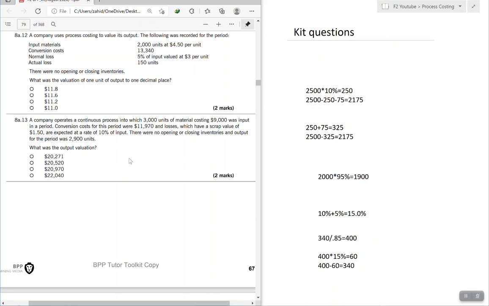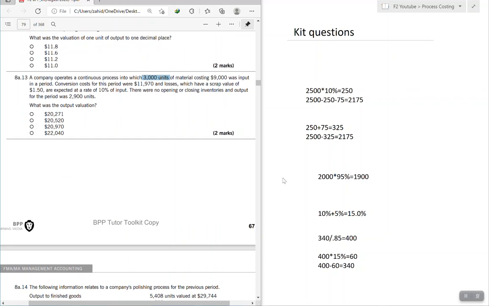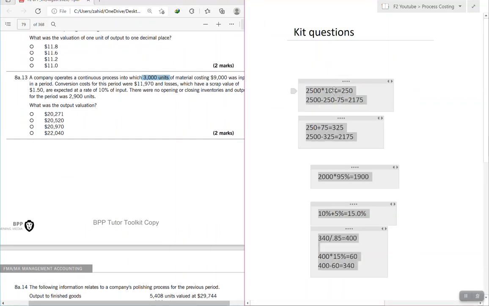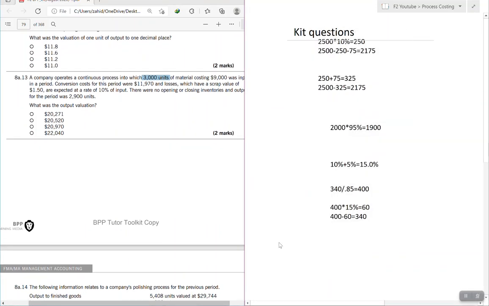Let's look at the next one. A company operates a continuous process into which 3,000 units of material costing 9,000 was input in a period. Conversion costs for this period were 11,970. Losses, which have a scrap value of 1.50, are expected at the rate of 10%. There were no opening or closing inventories, and output for the period was 2,900.